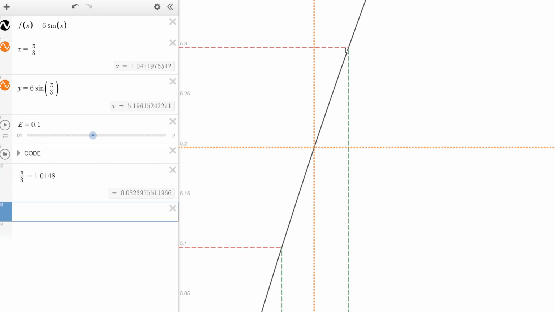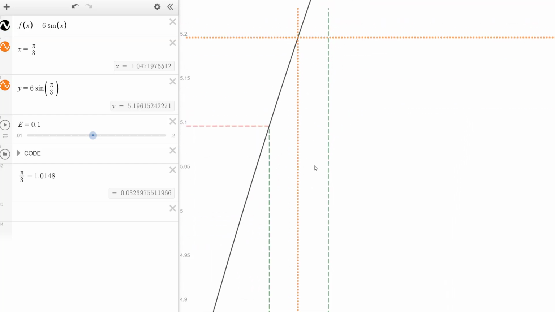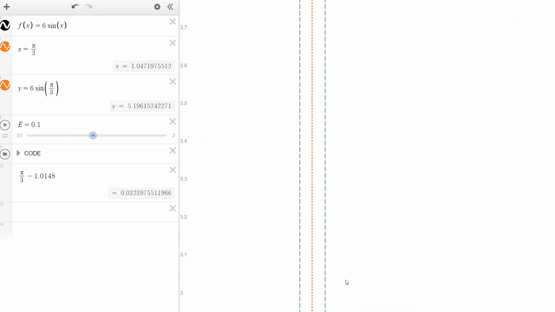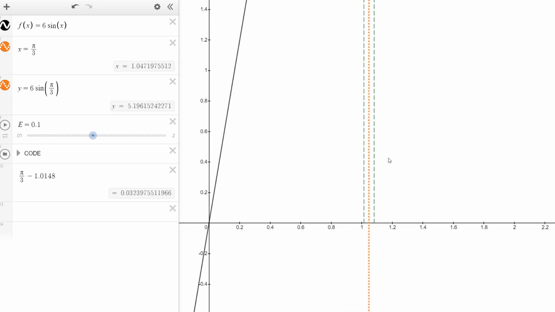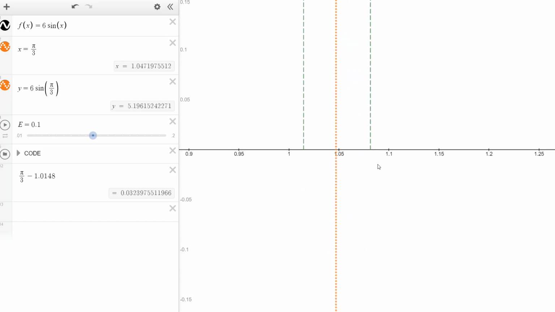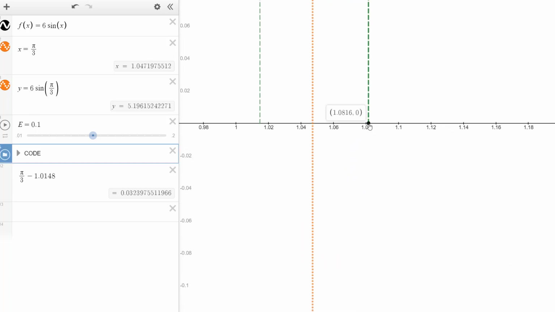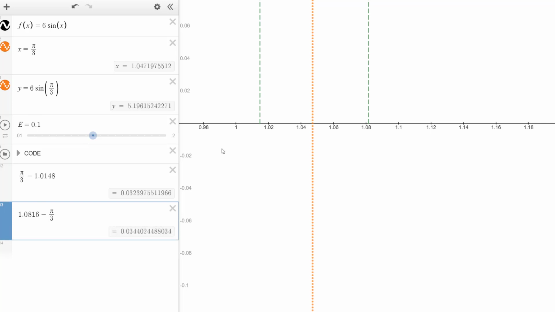Okay. The other one, remember to find the distance between 2 points, often you just take the absolute value, or you could take the larger value and subtract off the smaller value. The larger value here is the one that occurs right to the right side. Let me just zoom out so you can see this. The larger x value is the one that occurs to the right. It's this guy right here. So it's 1.0816. And we're going to subtract from that this middle x value, which is pi over 3. And that'll give us the distance between those 2 points.